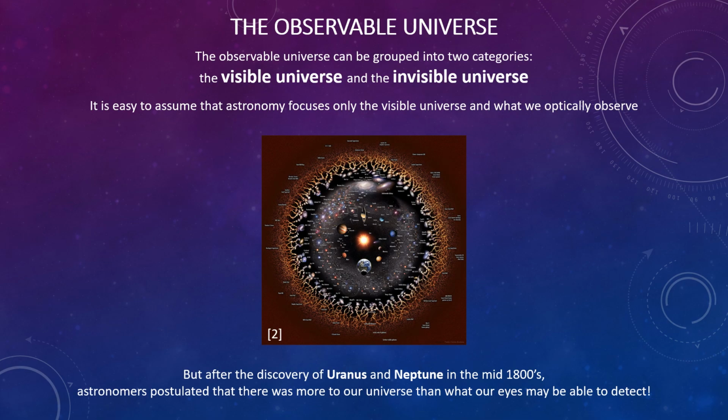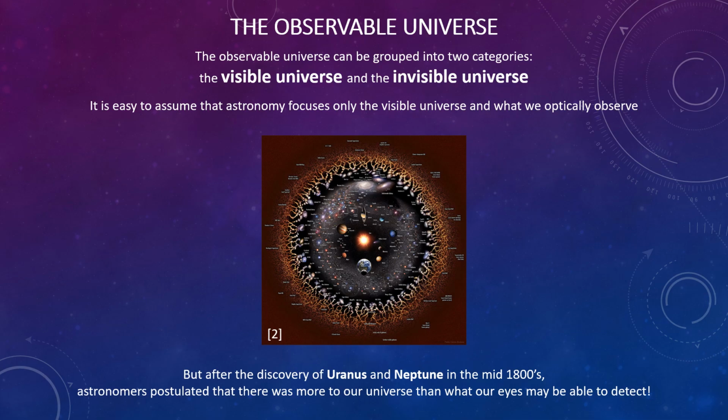So we're going to talk about the observable universe. That is all of the universe that we can see with information from the electromagnetic spectrum or from gravitational waves. And then we can think about the observable universe as being divided into two groups: that which we can see and that which we can't see but we can still observe, such as things outside of the optical part of the electromagnetic spectrum.